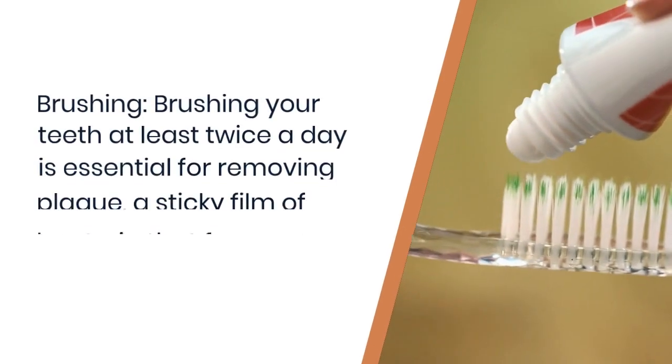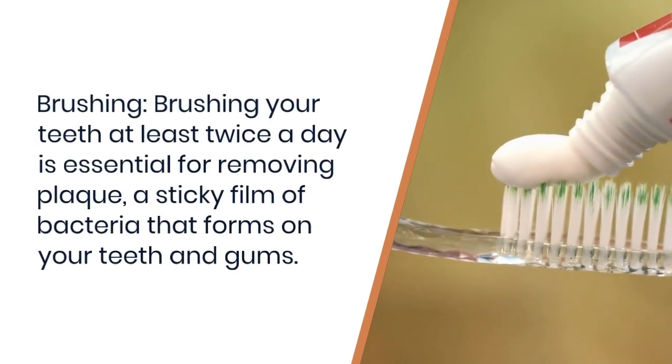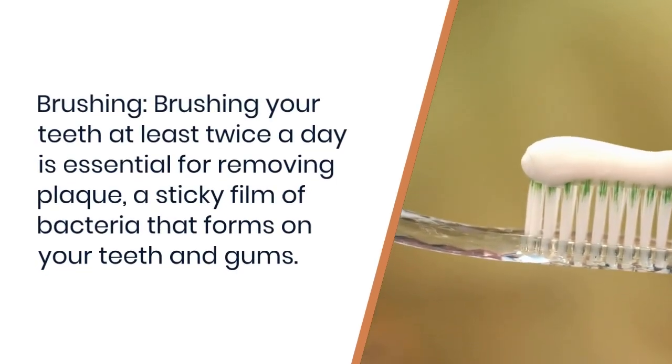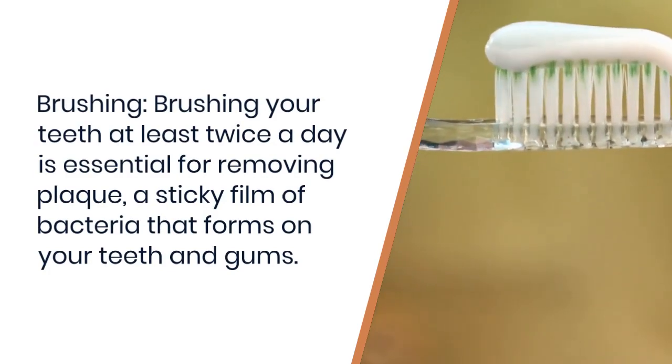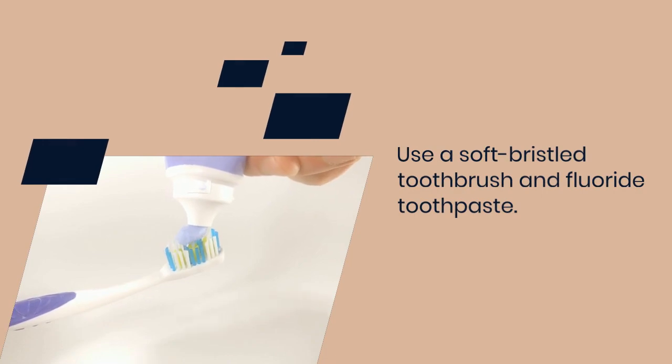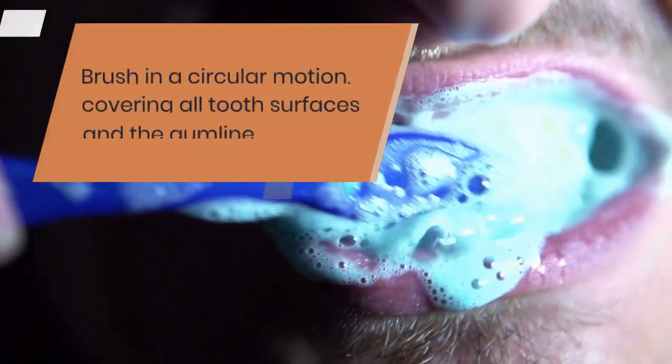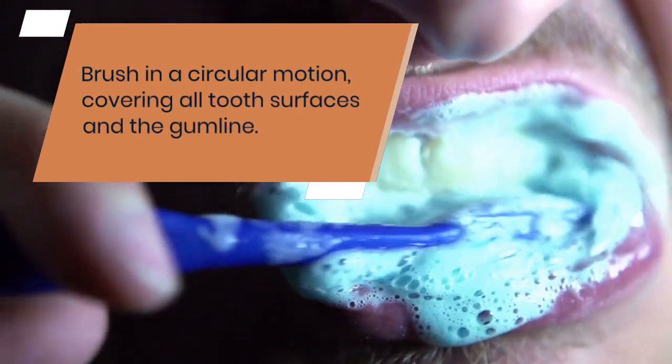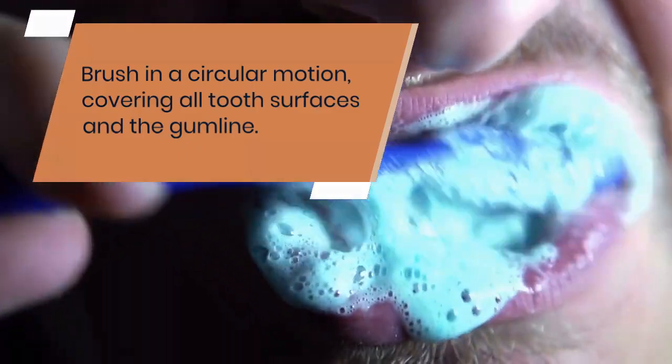Brushing. Brushing your teeth at least twice a day is essential for removing plaque, a sticky film of bacteria that forms on your teeth and gums. Use a soft bristled toothbrush and fluoride toothpaste. Brush in a circular motion, covering all tooth surfaces and the gum line.